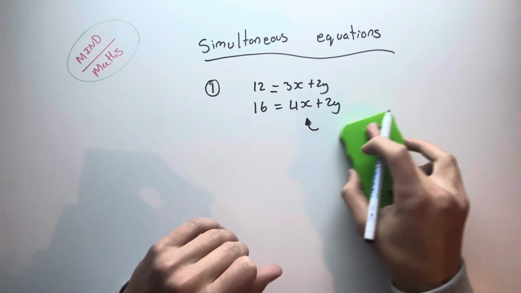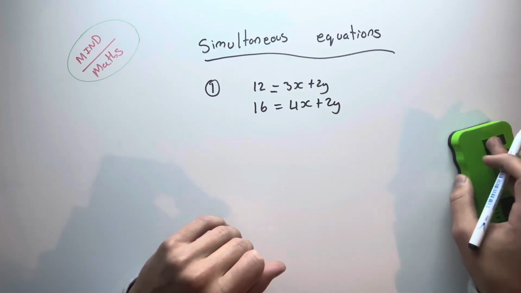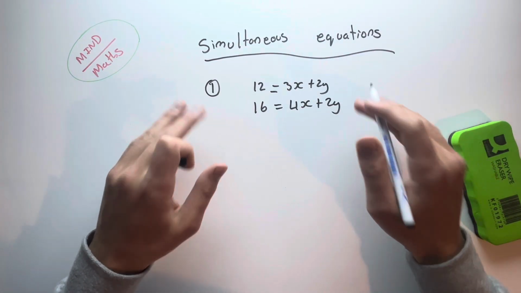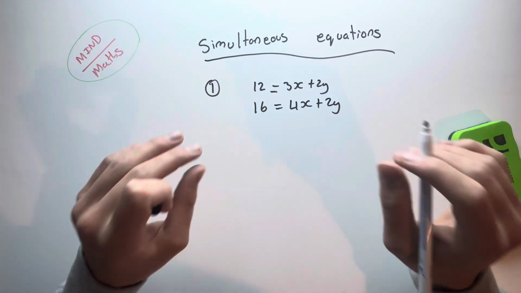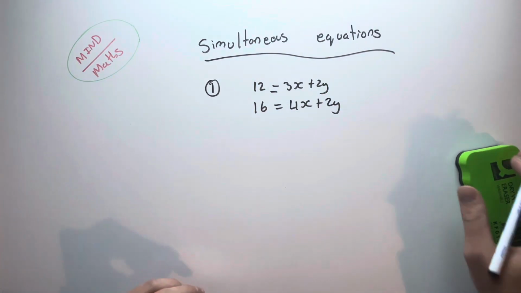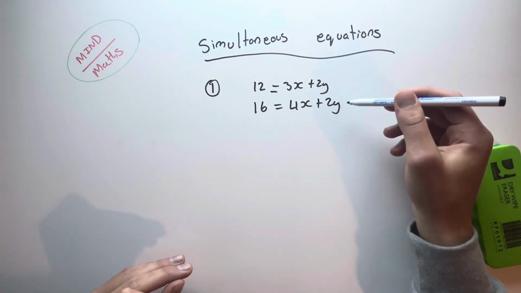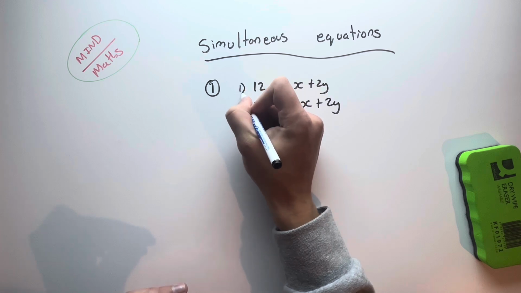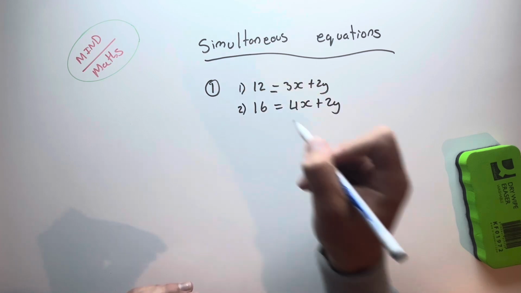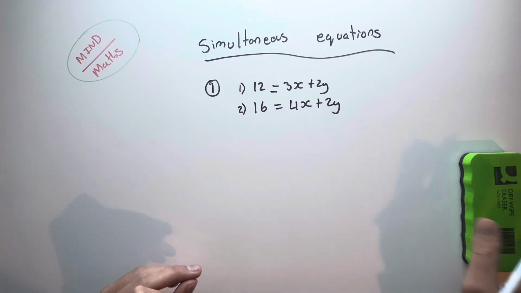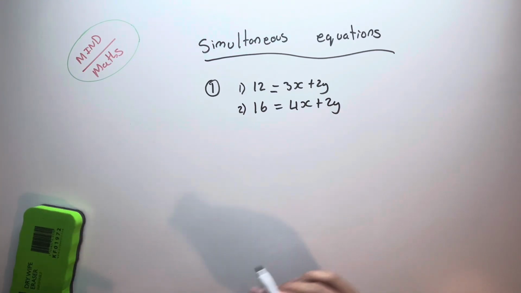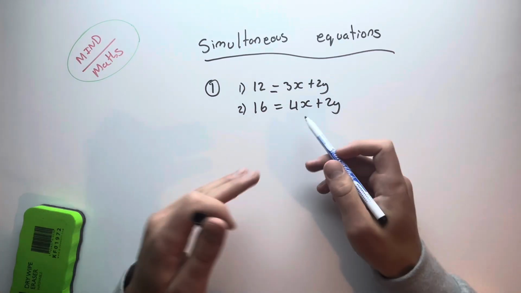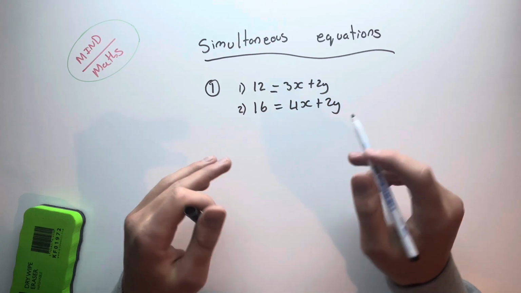Now you'll normally be given two different equations, and you'll have to substitute in values. You'll have to subtract values to work out what the x values and the y values are. When you get two simultaneous equations like this, what I like to do is label them. So this is equation 1 and this is equation 2. What you need to do when you have two different equations is get rid of one of the terms.